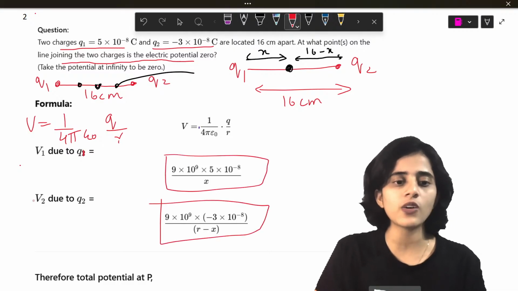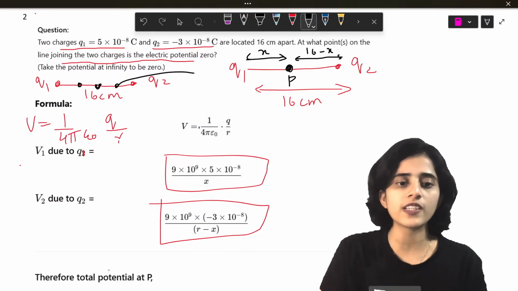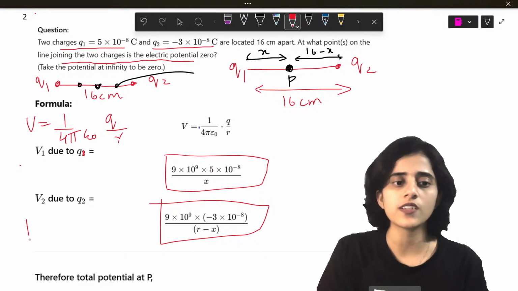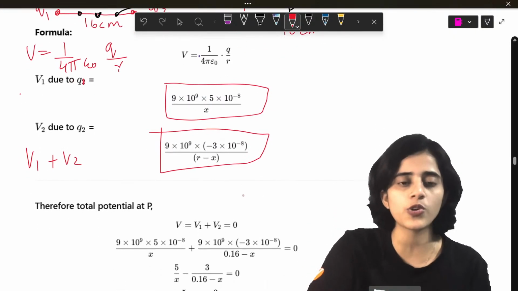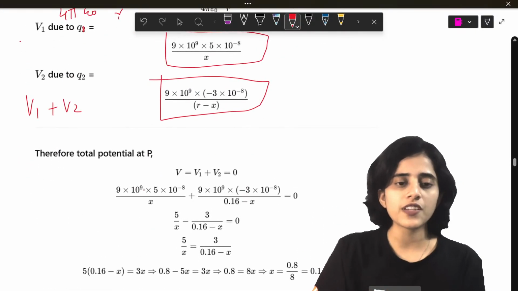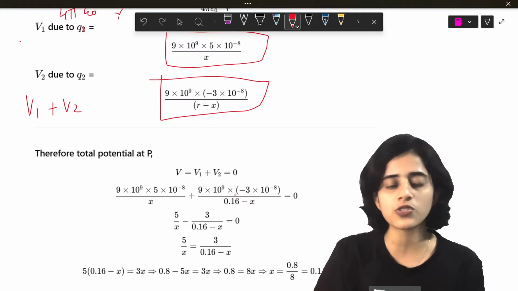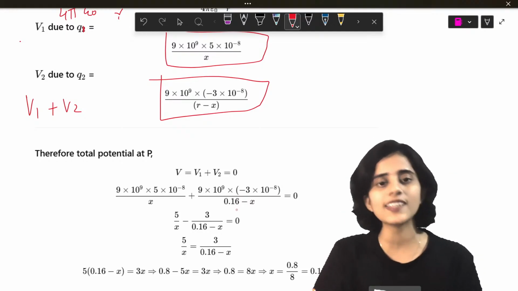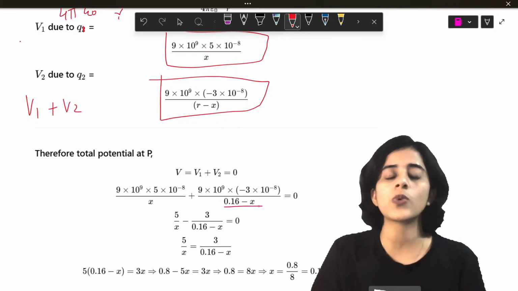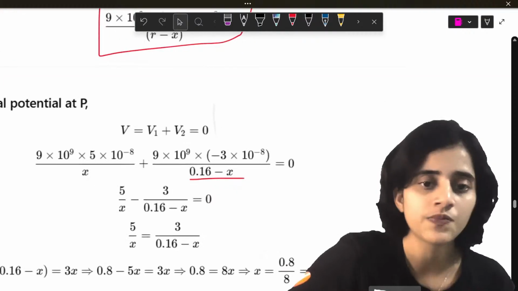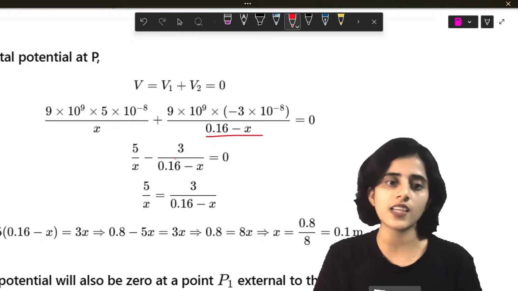Now, you just have to find out the total potential. Let's put this point as P. The total potential at point P is going to be V1 plus V2. So, you add this plus this. It's going to be 9 into 10 raised to 9 into 5 into 10 raised to minus 8 by x plus 9 into 10 raised to 9 into minus 3 into 10 raised to minus 8 divided by 0.16 minus x. The 16 is in centimeter, so be very careful. You have to convert 16 into 0.16.